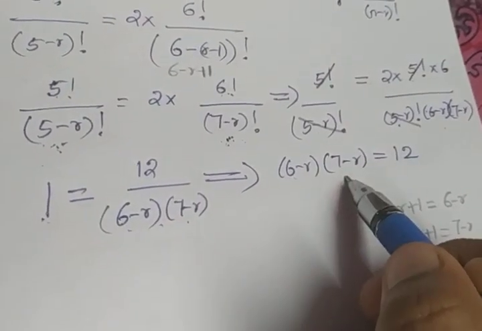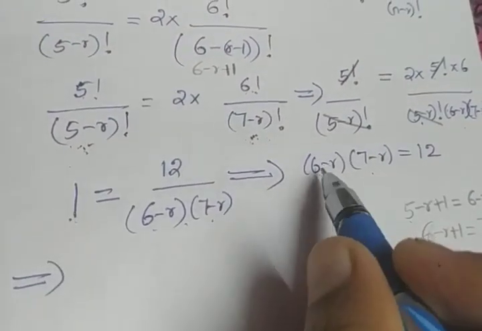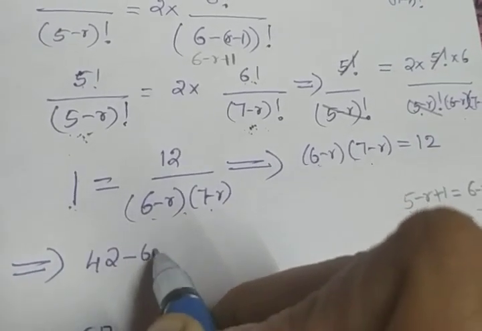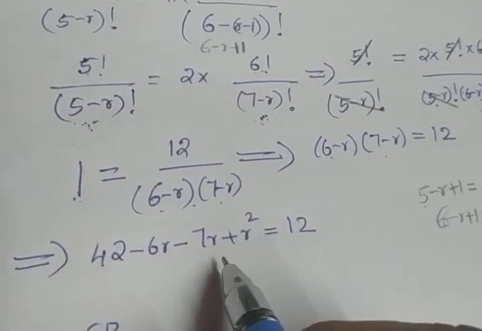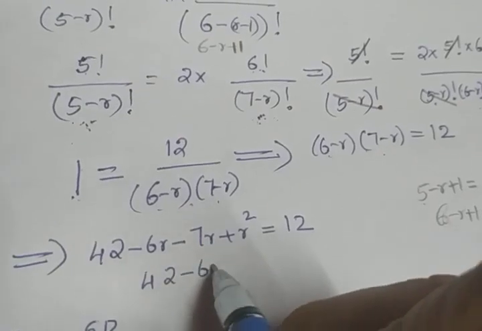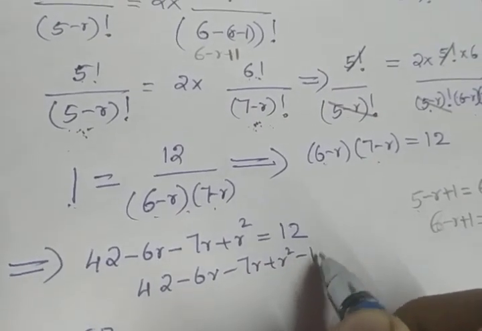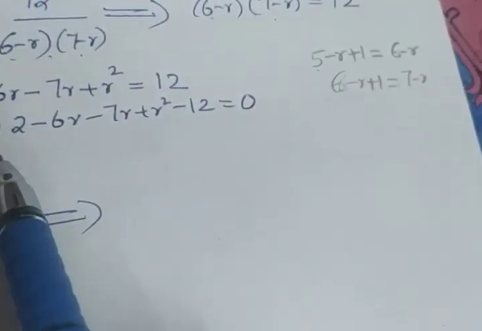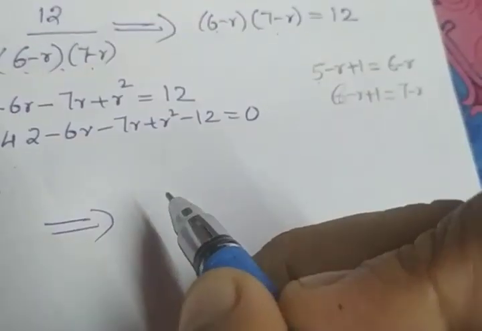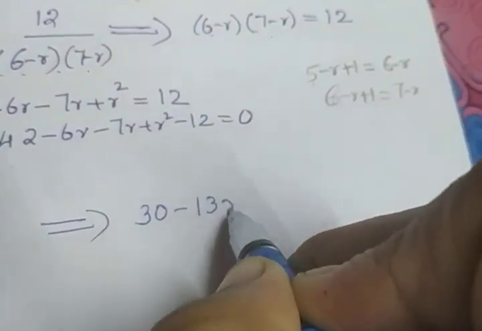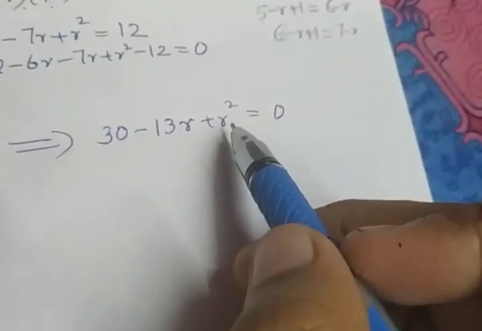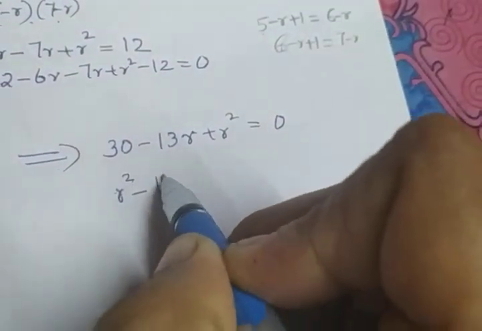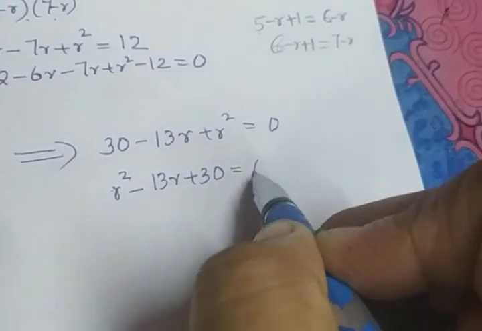Okay, what we have to do again? Open the bracket. (6 minus r) into (7 minus r) can be written as 6 times 7, 42, minus 6r minus 7r plus r square is equal to 12. Collect all terms to the left side. So what we get? 42 minus 6r minus 7r plus r square minus 12 is equal to 0. Which implies 42 minus 12 gives you 30. 30 minus 13r plus r square is equal to 0. Okay, so this is a quadratic equation. If I arrange it, r square minus 13r plus 30 is equal to 0.